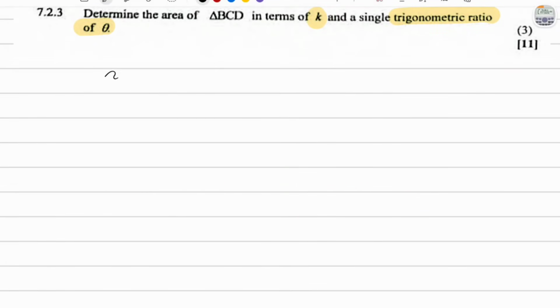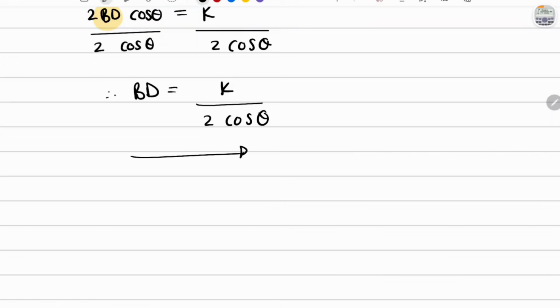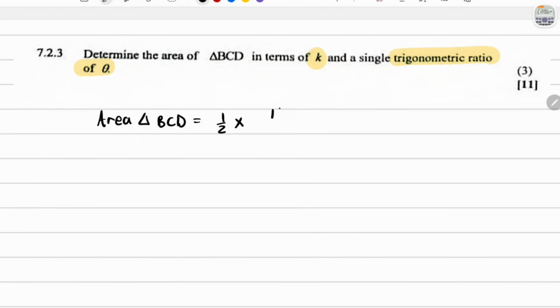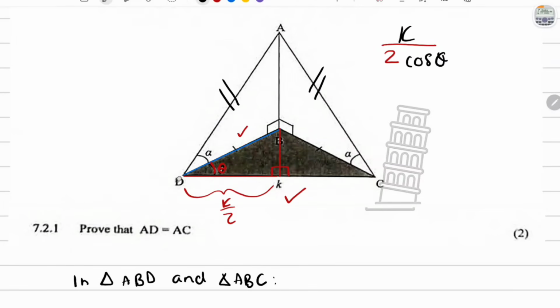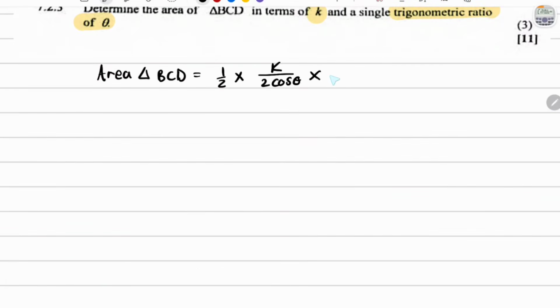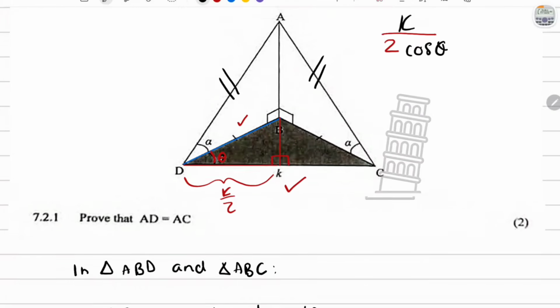Okay, so let's go ahead. The area of triangle BCD should be equal to a half multiplied by the one side, which was DB, or BD, which is K over 2 cos theta. And then multiplied by the other side of the triangle, which is this full length, which is K. So multiply by K, and then the center angle, of course, which is sine theta. So that's the middle angle that we have there. That's the whole calculation really.